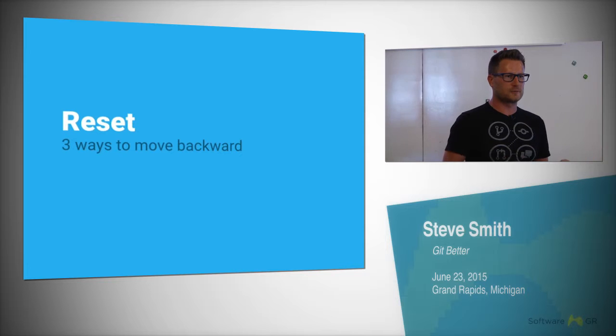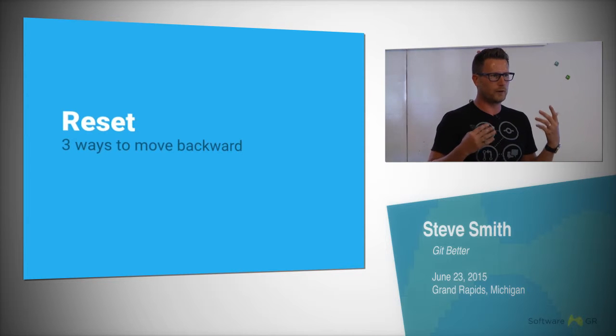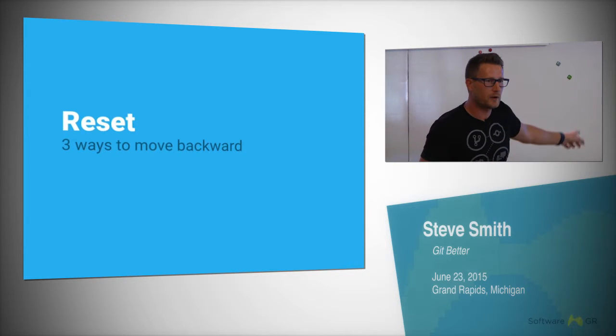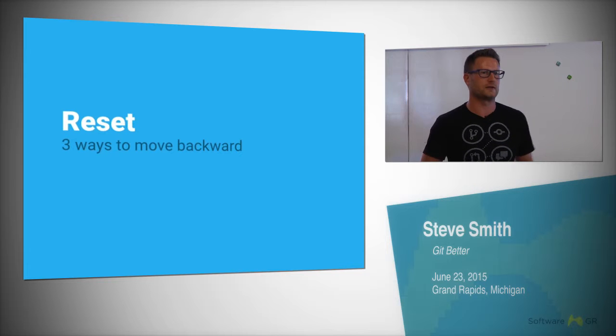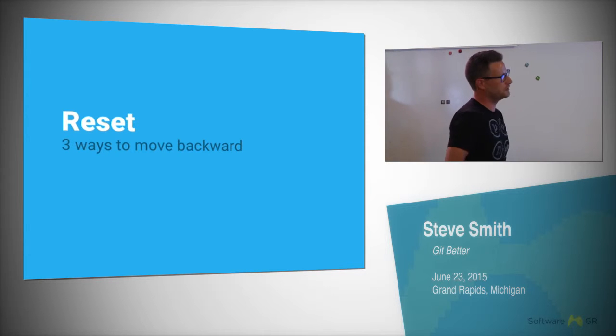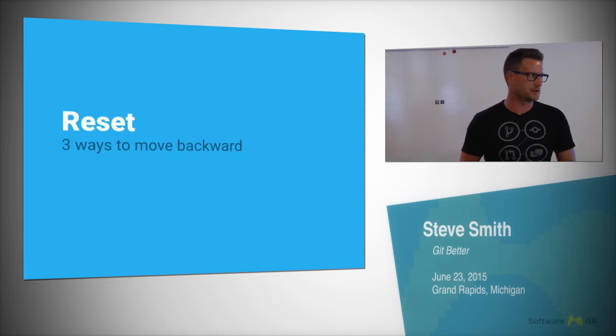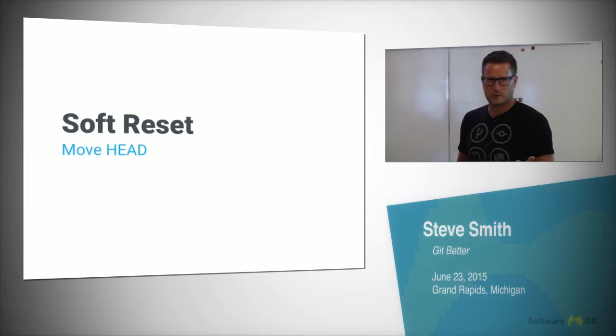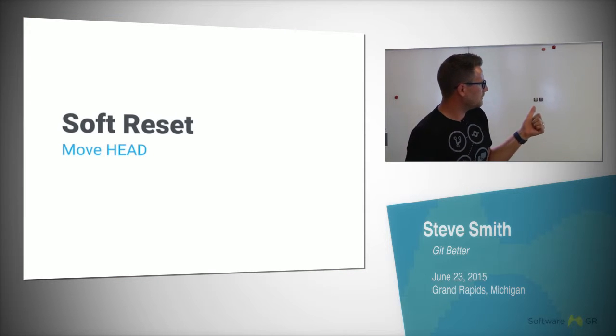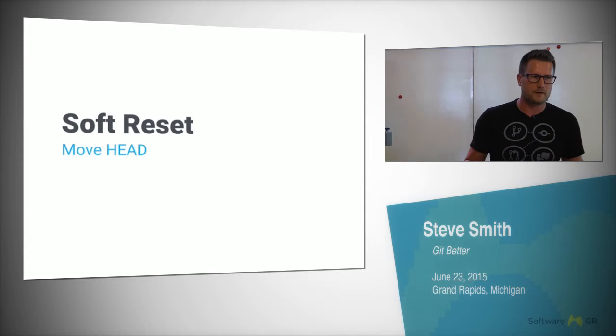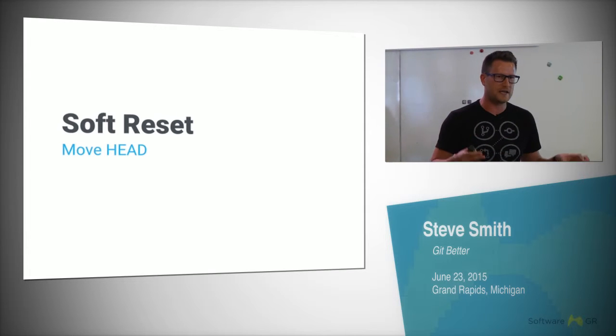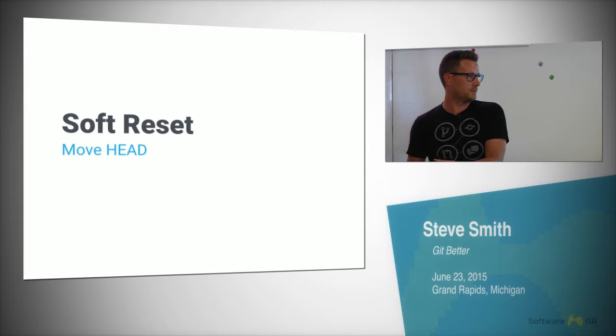It's nearly impossible for me to remember what does what, except when I think about it in this mental model of these three trees. Let me explain how resets actually work in relationship to these trees. We're going to first talk about a soft reset. A soft reset, all it does is point head at a different commit. That's all.